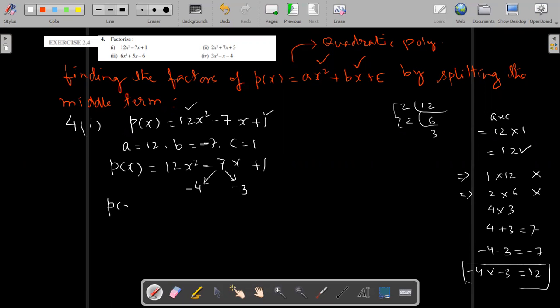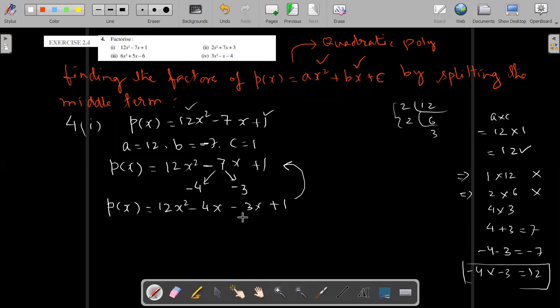How will we write it? Now we will write 12x square minus 4x and minus 3x plus 1. Do not forget the x. Actually, we are splitting minus 7x, so for finding the numbers minus 4 and minus 3, we are writing like this. Now it is split. If you go back to this step, what will you get? Minus 4 minus 3 is minus 7. So you can check it again.